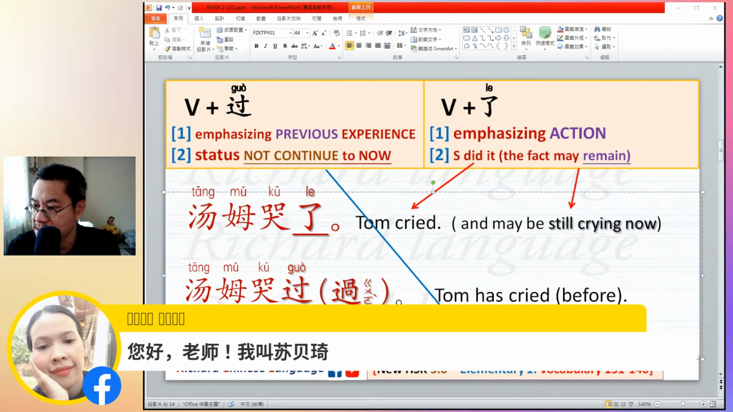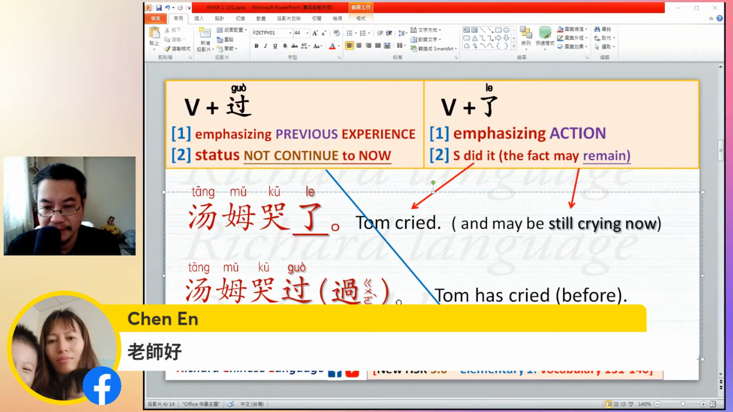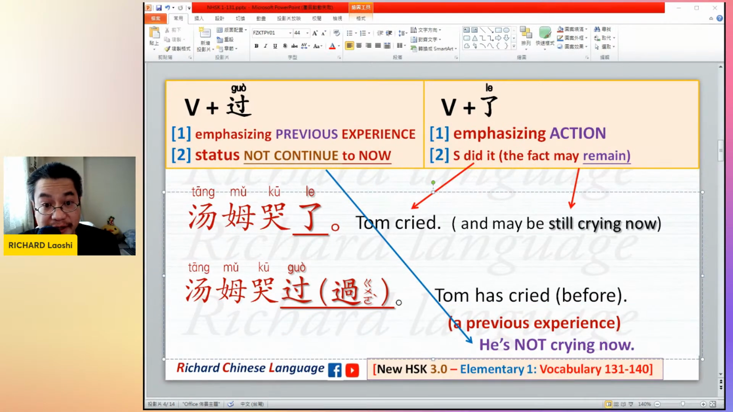Hello, Su Beiqi. Hello, Chen In. So do you understand what I'm talking about? Hopefully, and I hope you understand the difference between the two words.